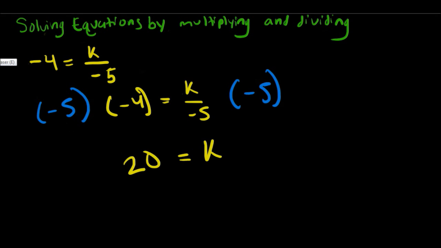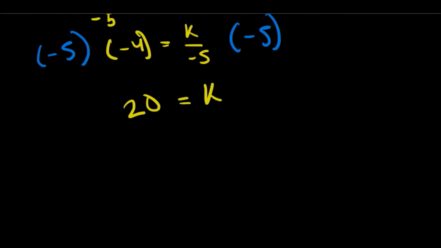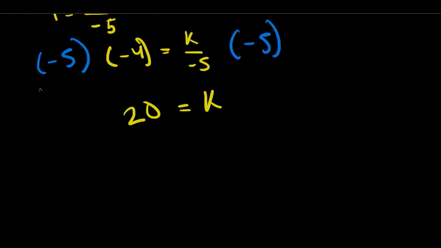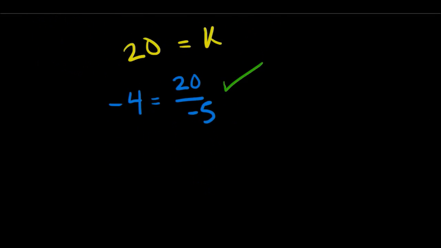And now we want to check this answer. So what you want to do is take the 20 and plug it back in for the spot of k. So we have negative 4 equals 20 divided by negative 5. And when you do 20 divided by negative 5, you get negative 4, so we know that our answer is correct. Now we're going to look at another example of this.